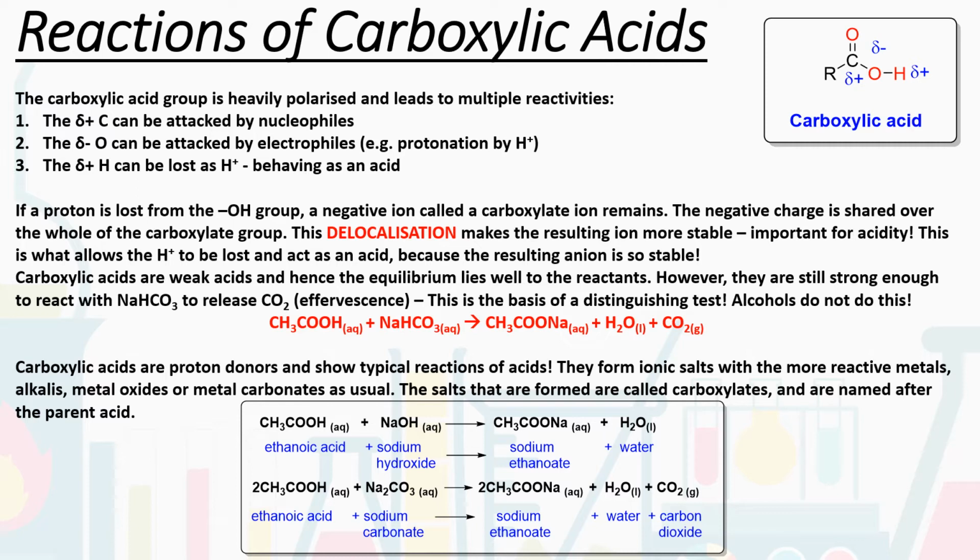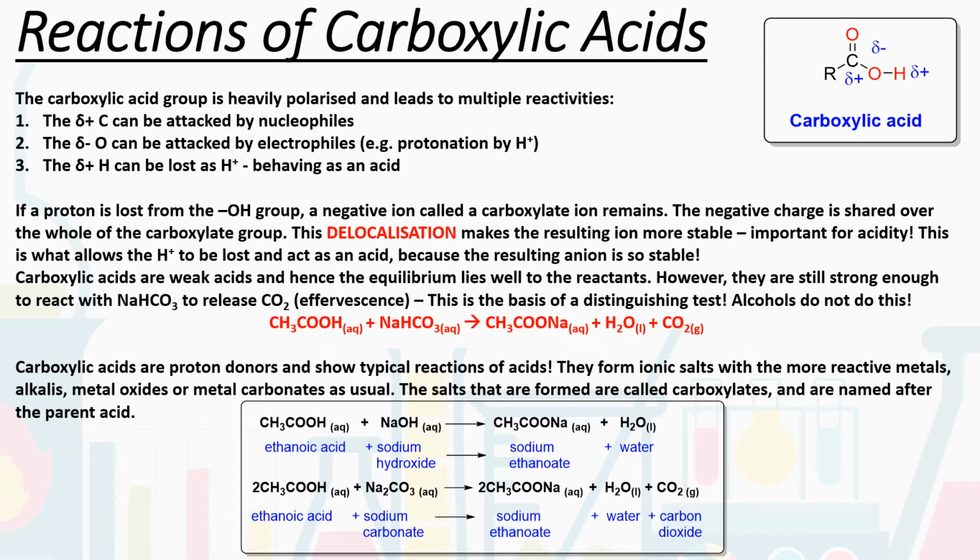And so we can write our equation down. For example, here we have ethanoic acid reacting with sodium hydrogen carbonate. This produces sodium ethanoate, the ionic salt, and then water and CO2. Now, carboxylic acids, as we said, are acids. They're proton donors. They show the typical reactions of acids. They form ionic salts with more reactive metals, alkalis, metal oxides, or metal carbonates, as usual. And the salts that are formed are called carboxylates, and they're named after the parent acid.